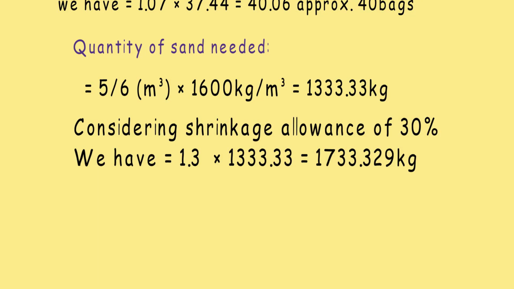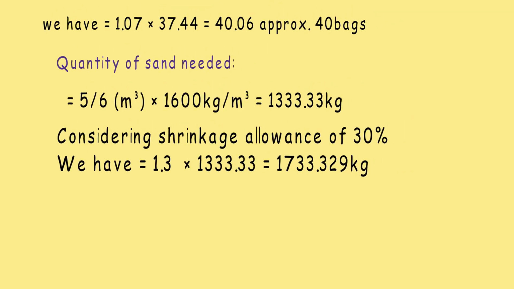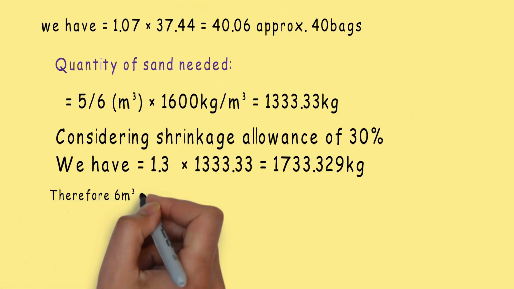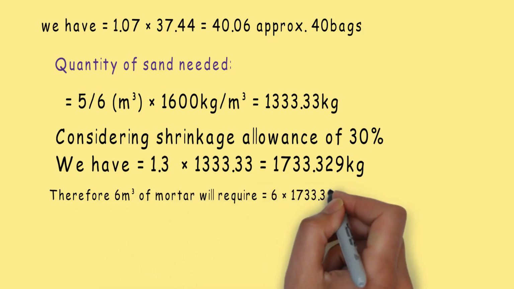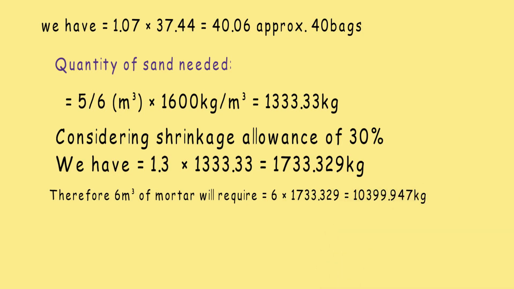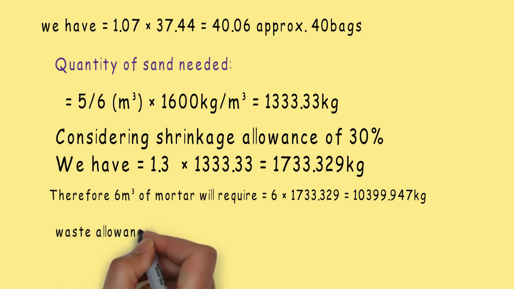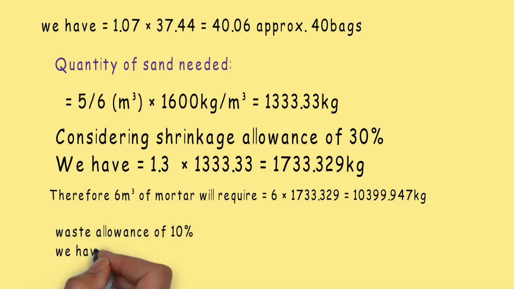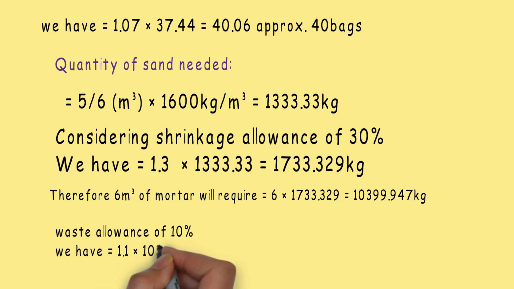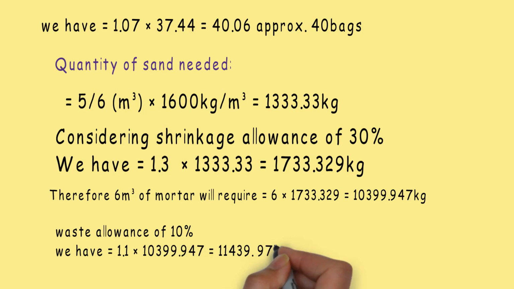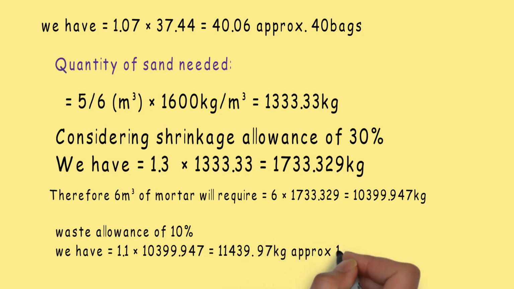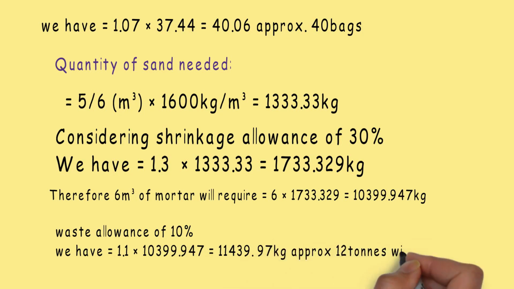1733.329 kilogram. Therefore, 6 meter cube of mortar would require 6 multiplied by 1733.329, which will give us 10,399.947 kilogram. If we include waste allowance of 10% for this, we'll have 1.1 multiplied by 10,399.947 kilogram, which equals 11,439.97 kilogram. This can be approximated to 12 tons.